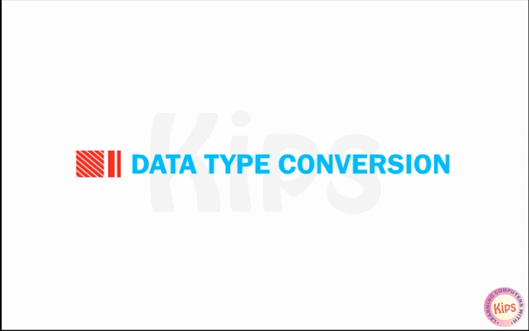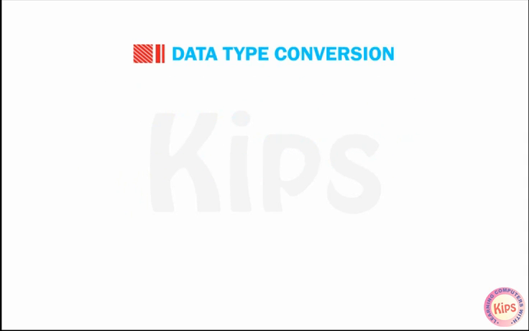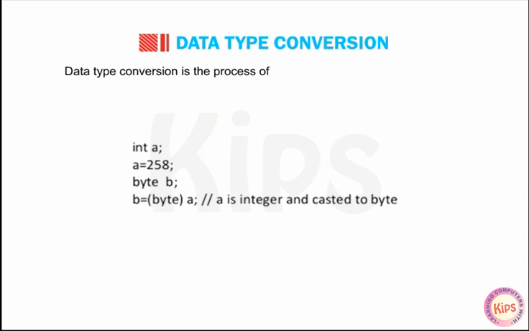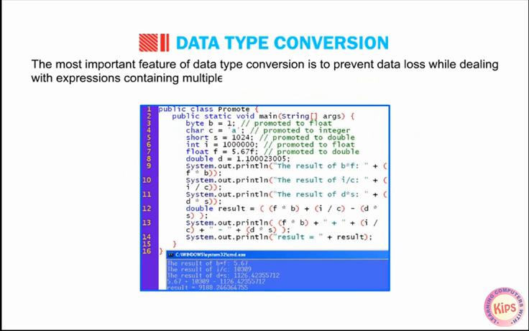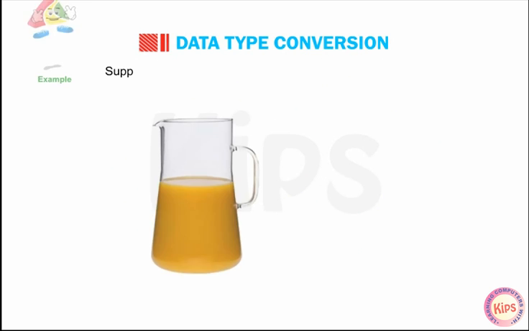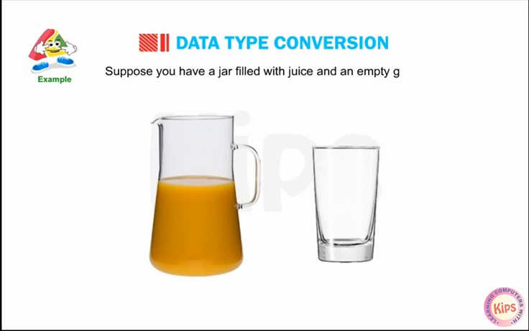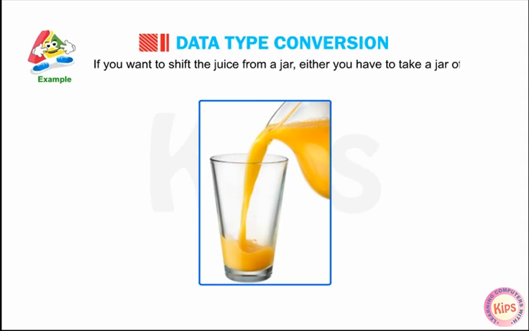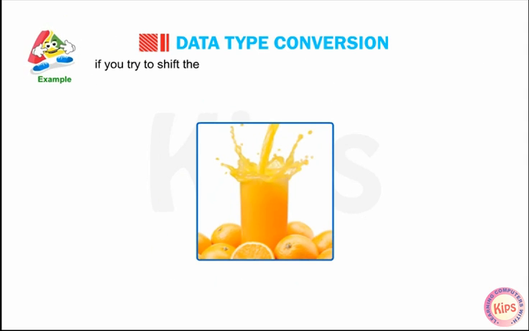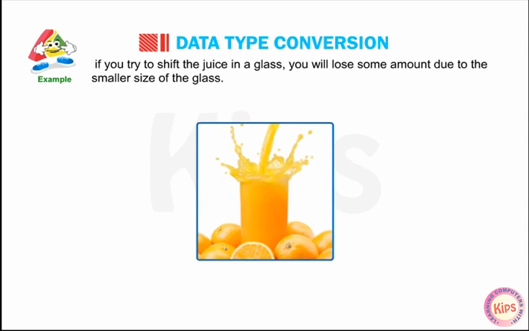Alright students, let me tell you about data type conversion. Data type conversion is the process of changing one data type into another. The most important feature of data type conversion is to prevent data loss while dealing with expressions containing multiple data types. Suppose you have a jar filled with juice and an empty glass. If you want to shift the juice from a jar, either you have to take a jar of the same size or some bigger vessel. But if you try to shift the juice into a glass, you will lose some amount due to the smaller size of the glass.